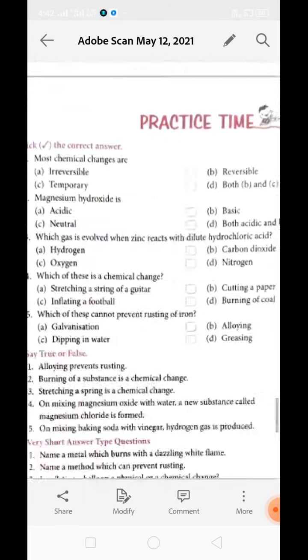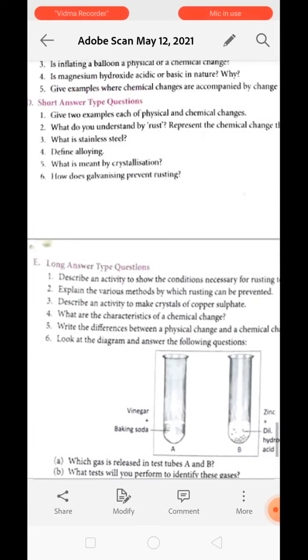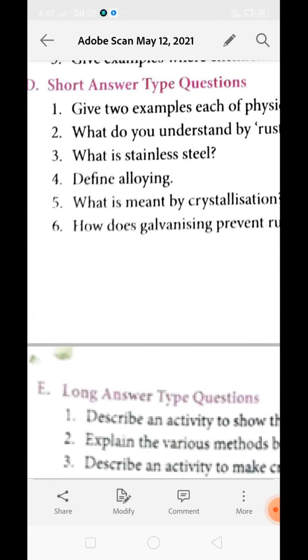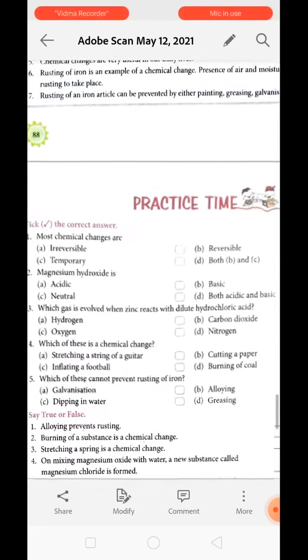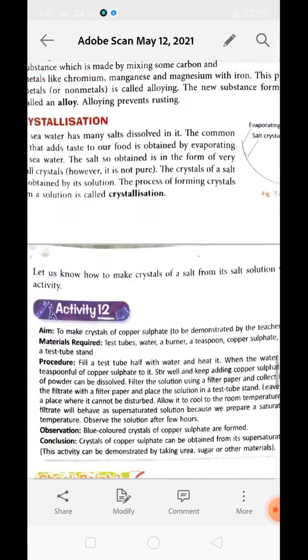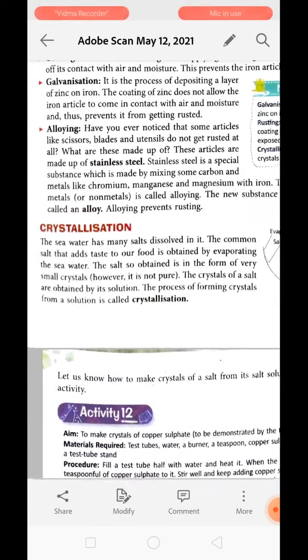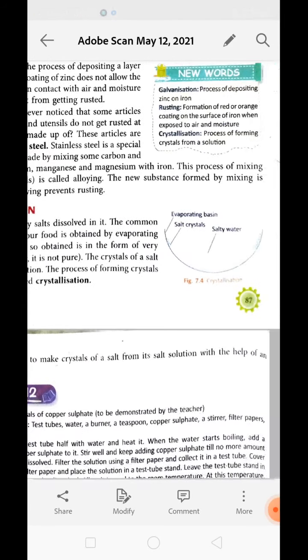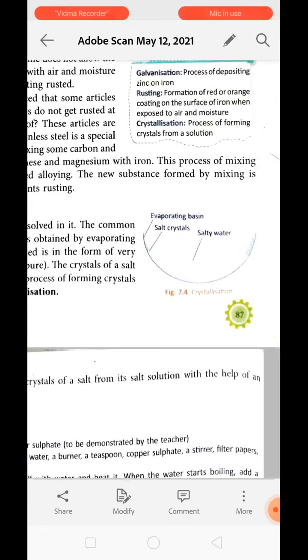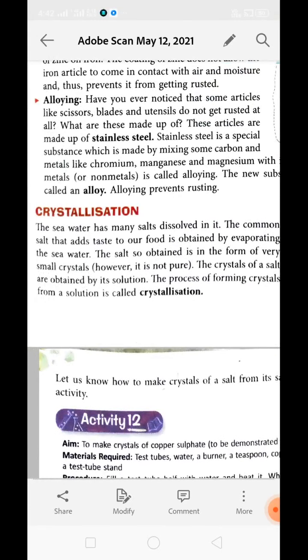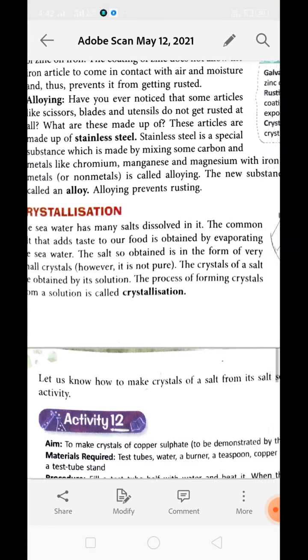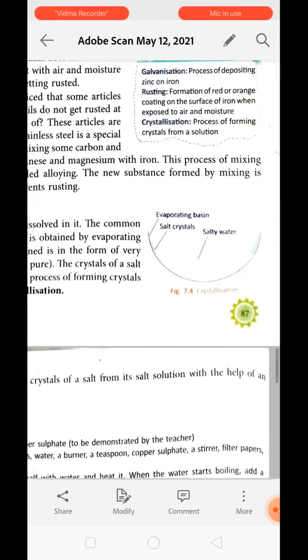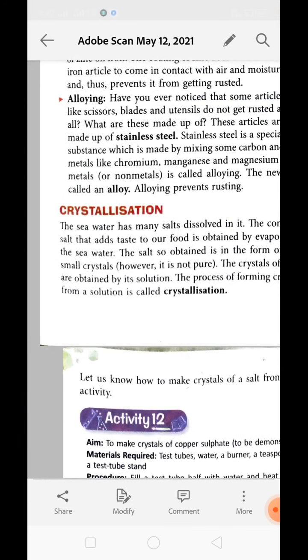Okay, now next question is, define alloying. Just after stainless steel it is given, the portion where you have marked just right now. See over here, the second last line of alloy: the new substance formed by mixing metals or non-metals is called alloy. Okay, the new substance formed by mixing non-metal or metal is called alloy. Understood? Next question.